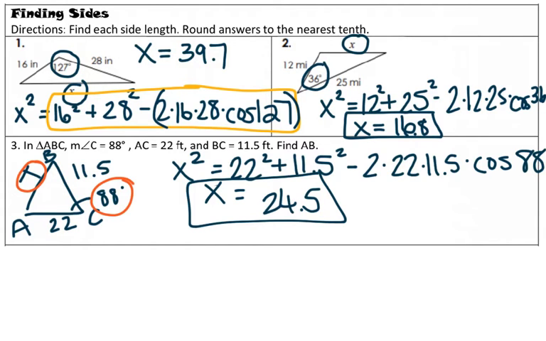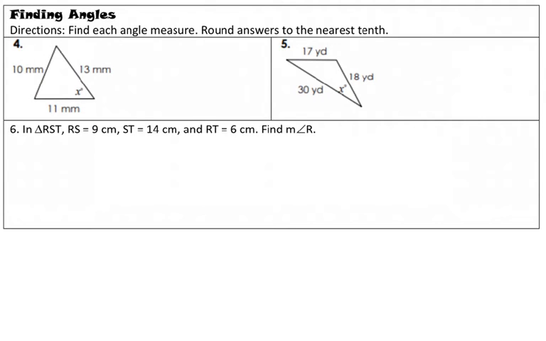So now let's make it a little more complicated, because that's what math does always. This time we're going to find angles. When we're finding angles, it's just a little bit more difficult, but it works the same way. Notice in number 4, I'm trying to find the angle measure of x, and my side length across from it is 10. So when I set it up, it should be 10 squared equals the other two sides squared minus 2 times the other two sides times the cosine of x.